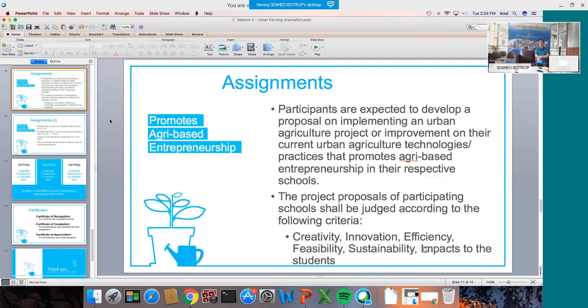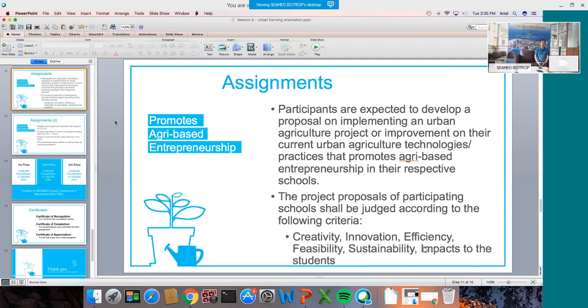So it's not really just attending the sessions and learning about the different topics. What is important is that after attending the sessions, you will be able to develop a proposal on implementing an urban agriculture project or an improvement on your current urban agricultural technologies or practices. If your school has not really started practicing urban agriculture, then you need to conceptualize what kind of projects you will be introducing to the school for your urban agricultural activity.